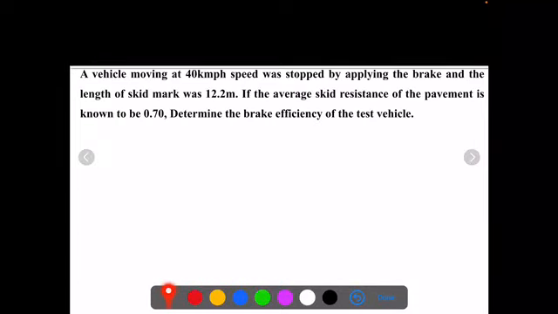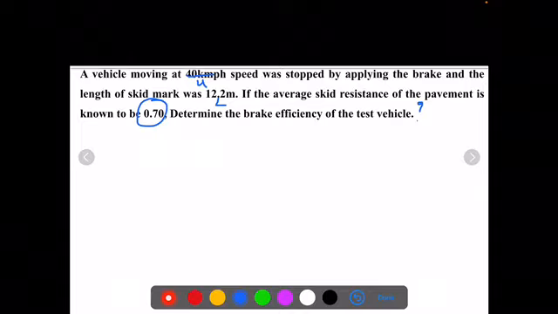And we'll move on to the next numerical. First we'll look into the data which is given. A vehicle is moving at a speed of 40 kmph. Yes, the initial speed value is given to you. It is brought to a stop by applying the brakes, and the skid mark was 12.2 meter. The value of L is given to you, that is 12.2 meter. If the skid resistance of the pavement is known to be 0.7, determine the brake efficiency of the test vehicle.